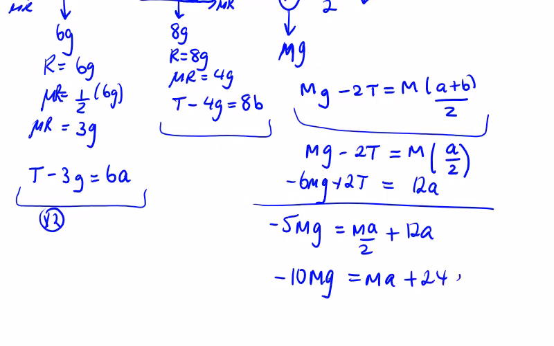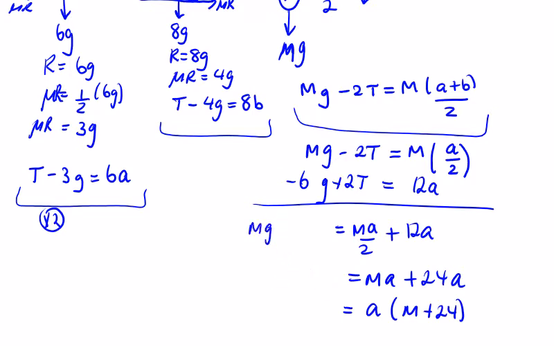plus 24a. So if I factor out my a, m plus 24, I'm just seeing my mistake that confused me here. It's mg minus 6g here, so they're different. We have mg minus 6g on the left. I was looking at it, confusing myself. Mg minus 6g. So I'll leave the mg minus 6g.